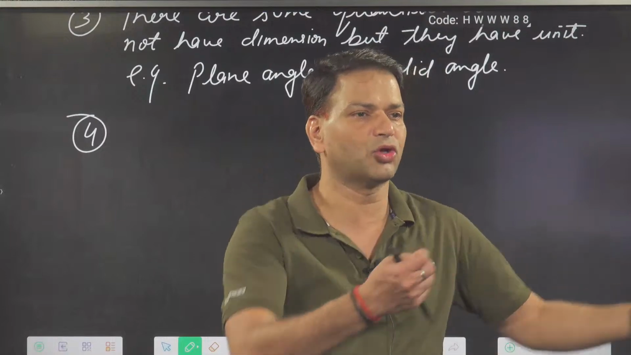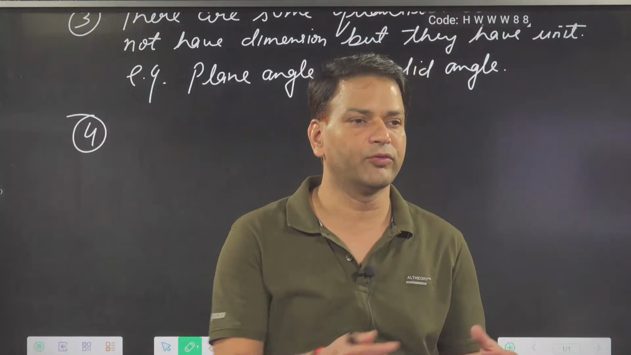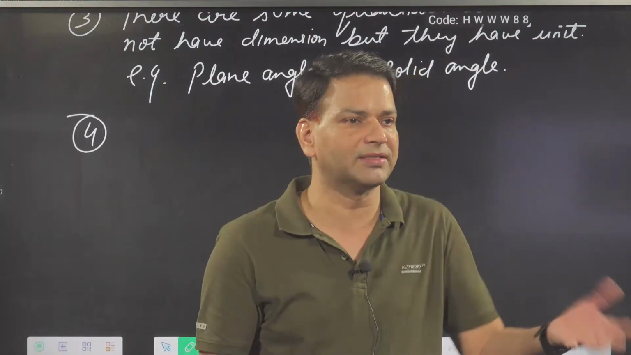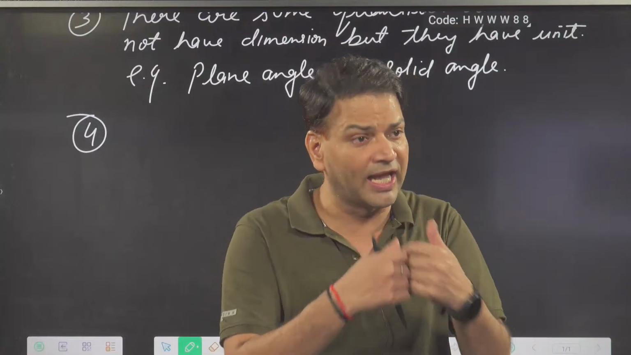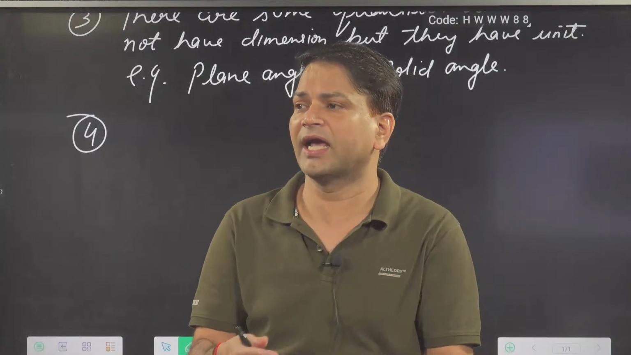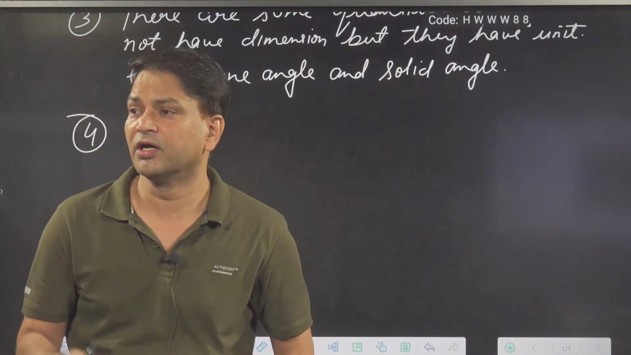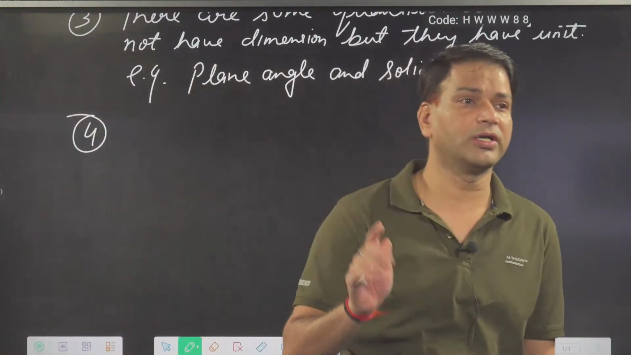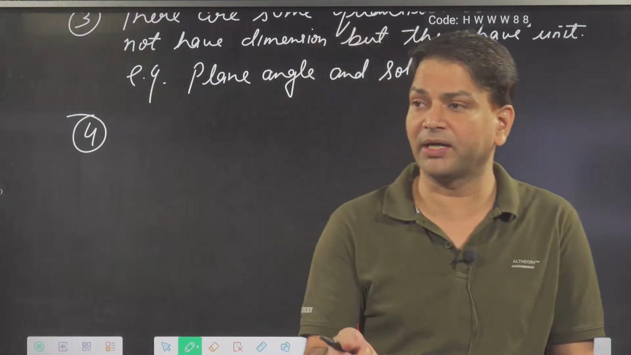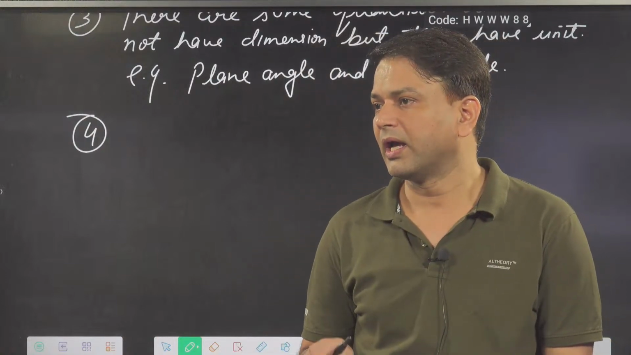Like suppose it has mass or length, so you will say kg, meter. If it has mass and ampere, then you will say kg and ampere. Means whatever the quantity, if it has a dimension, then definitely it will have a unit. So there is no quantity that has dimension but no unit. Everybody got?